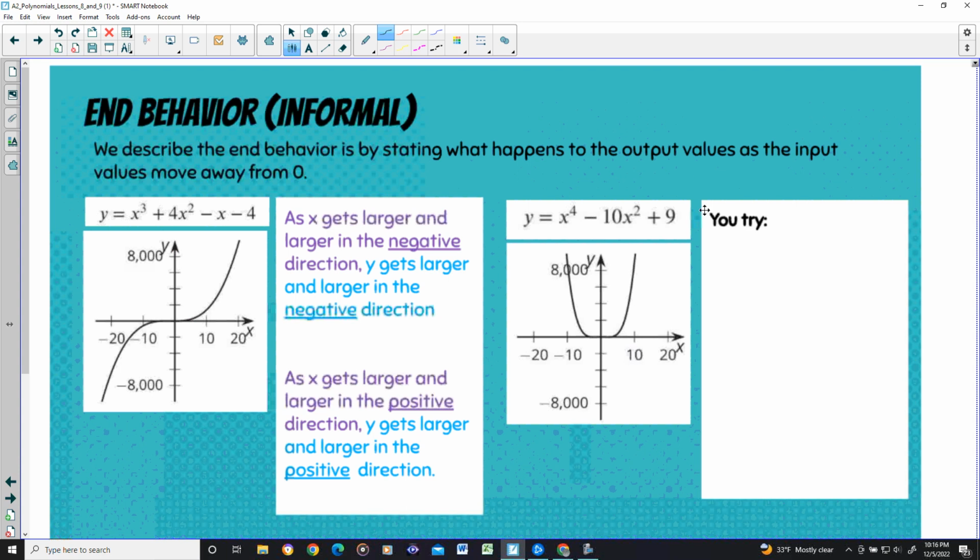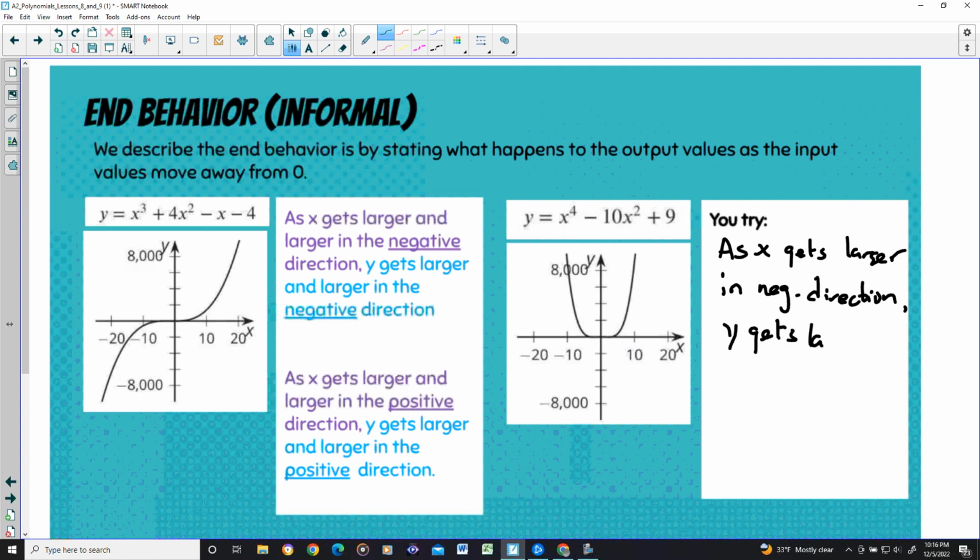So how it happens here, let's write it out. As x gets larger in the negative direction, y gets larger in what direction? Positive direction. And the reason for that is what we described before. We said that it goes up and up and up because a fourth power of a negative number is positive.